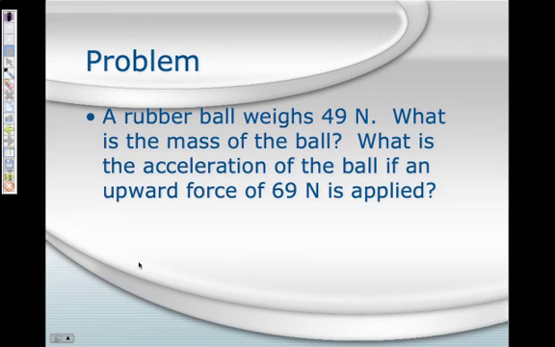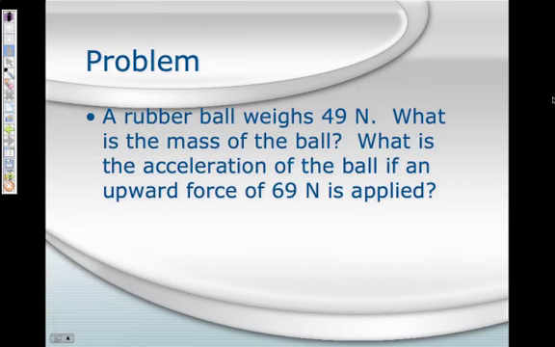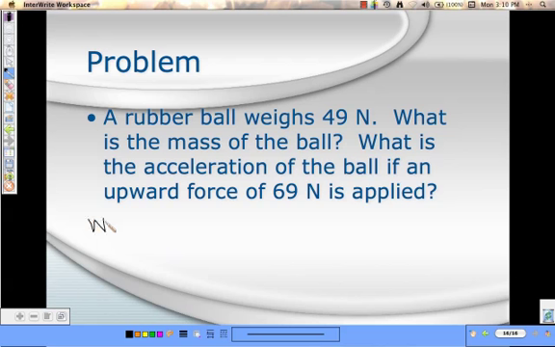A rubber ball weighs 49 newtons. What's the mass of the ball? How would you find that? 49 divided by 9.8, because we'd have weight is equal to mg. What do you get? 5?